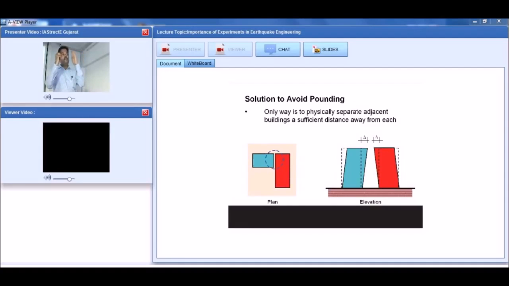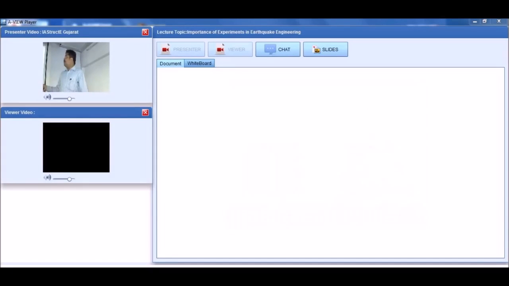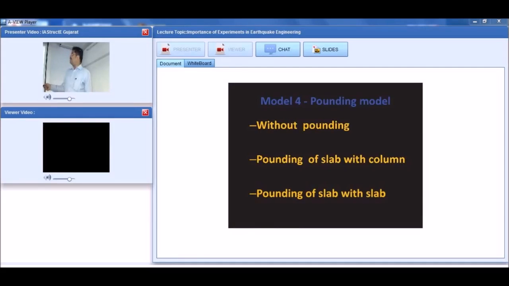So you have to assume maximum deformation of one building in this direction, another building deforming in this direction, and that deflection you have to calculate, and then you have to multiply. What is the drift allowed in the code? 0.4%, right? That is the allowed. Multiply by the R factor. That is the value of the deformation you have to allow as a gap. Right? Next. So we talk about the model without pounding, with pounding of slab with the column and pounding of slab with the slab. We'll see what will happen.